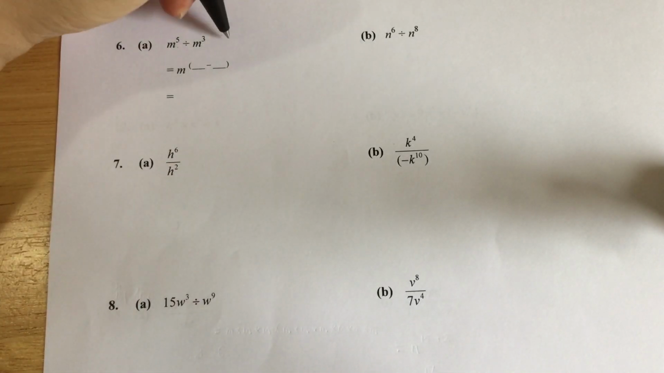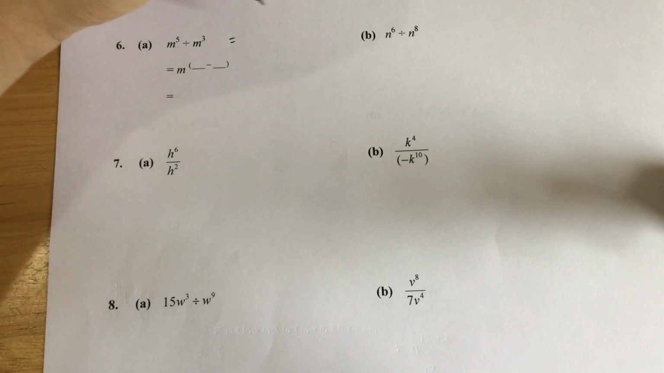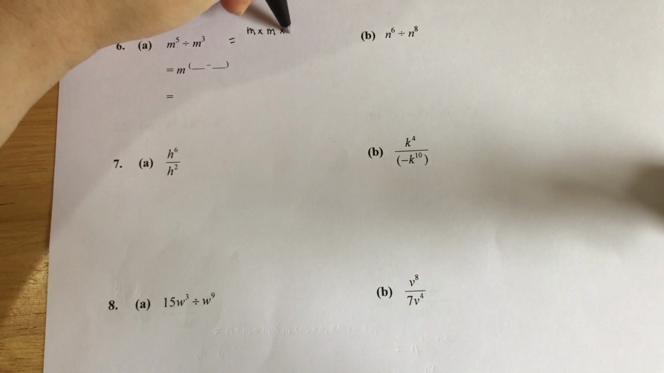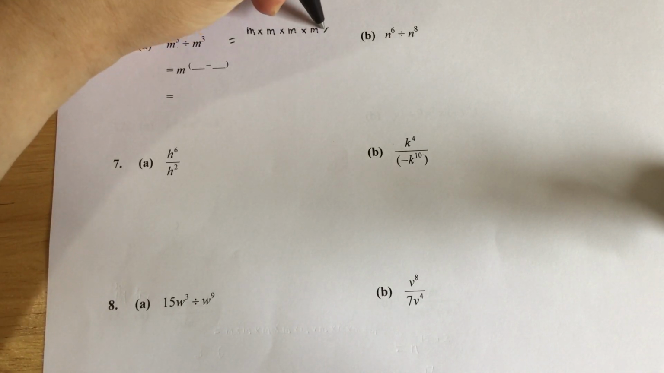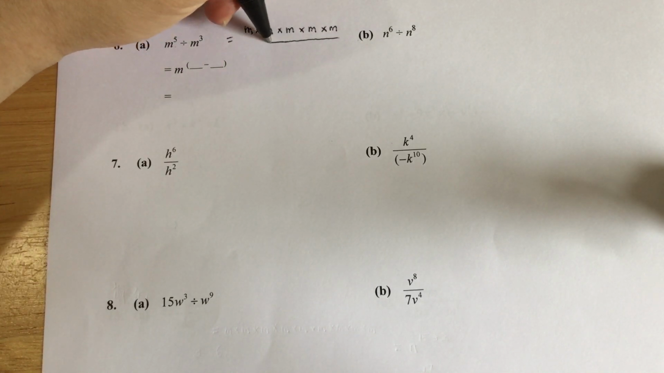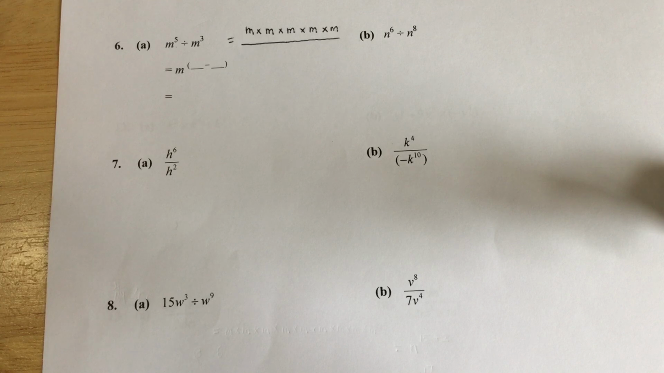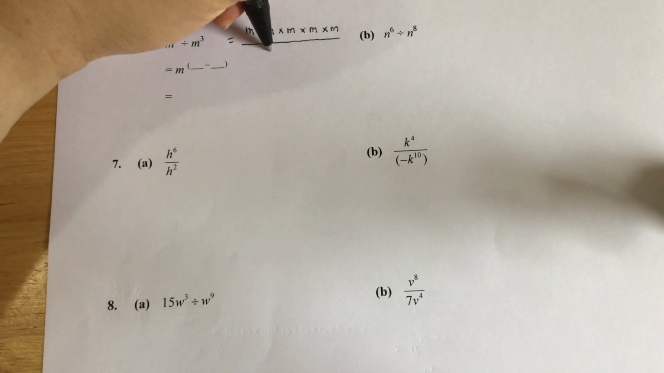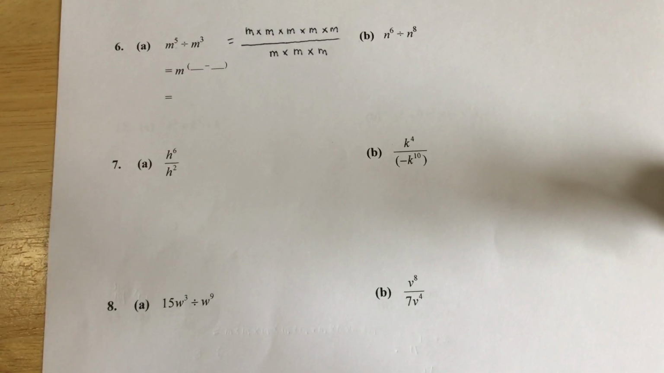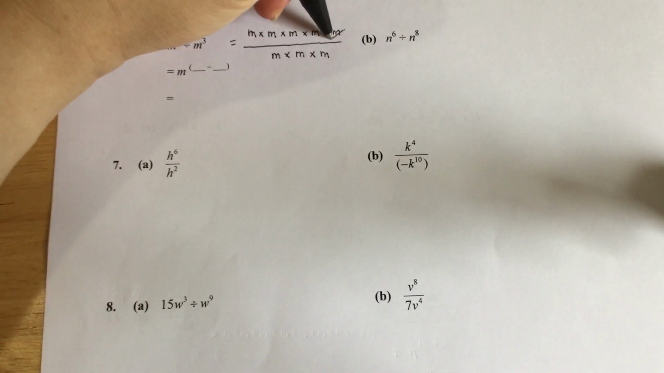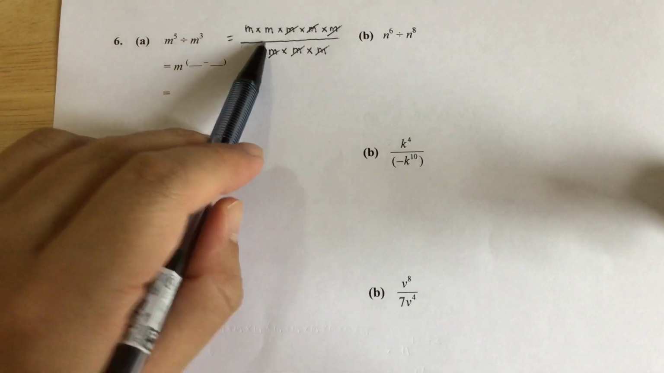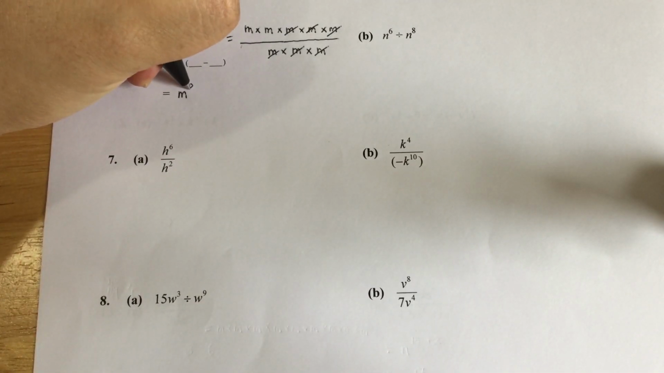Okay, now let's do it the way we do it in primary school. m with the power 5, you have m times m times m times m times m. You have 5 m's multiplied together. In secondary school, we know this is a fraction, divided by m cubed, which is m times m times m. So you can do the cancellation here: 1 m, 1 m, 1 m cancelled. So only 2 m's left. So this is m squared.